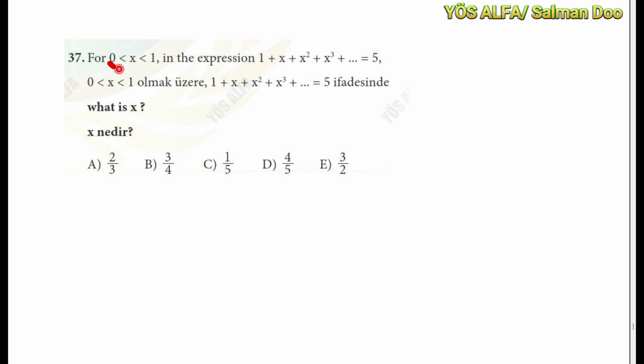37. x is between 0 and 1. In this expression, find x. So this is a geometric series with common ratio x. The first term is a, which is 1. The common ratio is x. Since x is between 0 and 1, we can use the infinite sum formula, which is a over 1 minus r. So a is 1, and 1 minus the common ratio is 1 minus x, and the infinite sum is given to be 5. So from here we can find x. So 1 is equal to 5 minus 5x. From here 5x is equal to 4. x is 4 over 5.